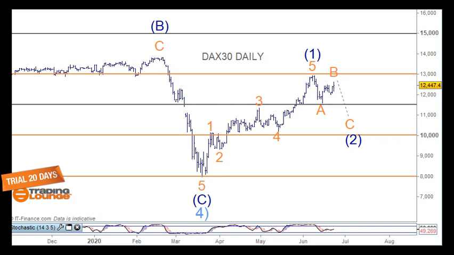And in line with the S&P 500, we're looking at wave 4 here, waves 1, 2, 3, 4 and 5 here for wave 1, an A wave, a B wave and a C wave here for wave 2. And let's go and have a closer look.